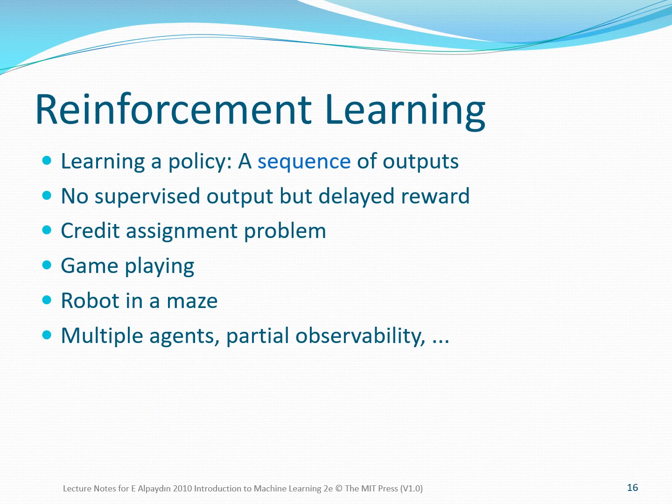Moving towards the last application, it's the reinforcement learning. Reinforcement learning is concerned with how intelligent agents ought to take actions in an environment in order to maximize the notion of cumulative rewards. Here are the applications of reinforcement learning. Learning a policy, that is a sequence of outputs. There is no supervised output but delayed reward signal. Credit assignment problems, game playing, robot in a maze, multiple agents, partial observability, and so on.